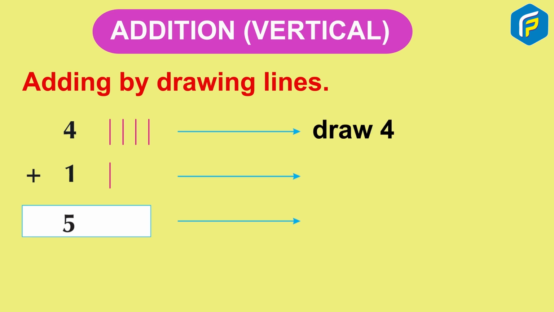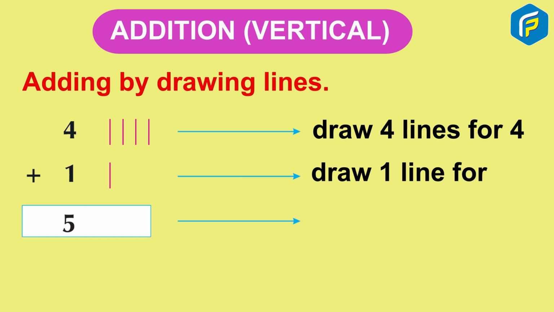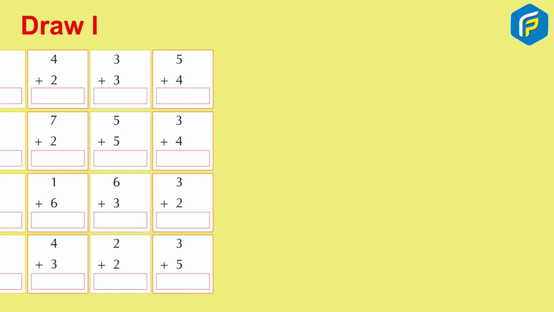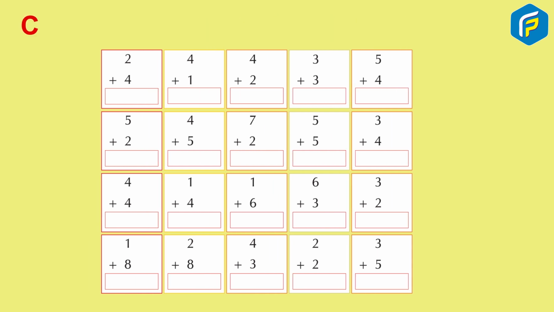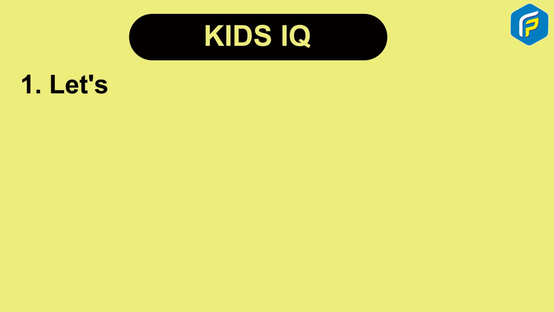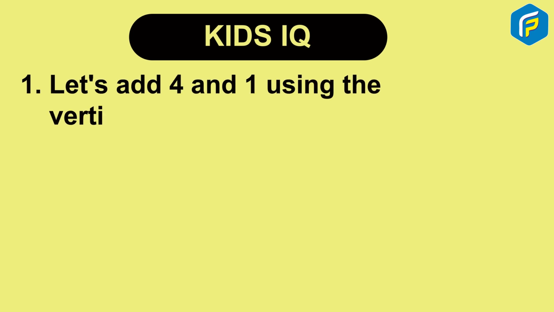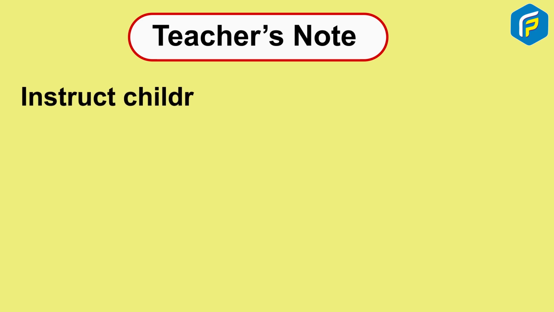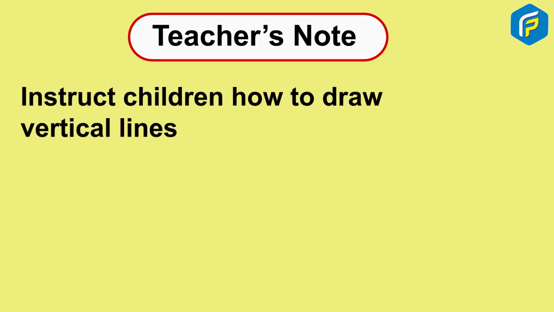4. Draw 4 lines for 4. 1. Draw 1 line for 1. 5. Count the lines and write. Draw lines in front of each number. Count the lines and add. Kids IQ. 1. Let's add 4 and 1 using the vertical addition method. Teacher's note: instruct children how to draw vertical lines.